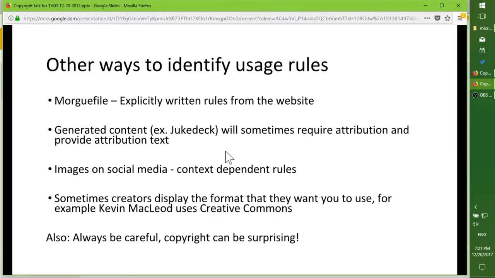Now, there are other ways to identify usage rules. Some places have rules that aren't, strictly speaking, Creative Commons. Morguefile, for example, you can pretty much use it, you just can't pass it off as your own. They don't really reference Creative Commons. Generated content sometimes requires attribution, like Jukedeck. That's one I demonstrated during the audio generation for The Talentless. They ask that you say it was generated using Jukedeck. Then there are images on social media, and some context-dependent rules.